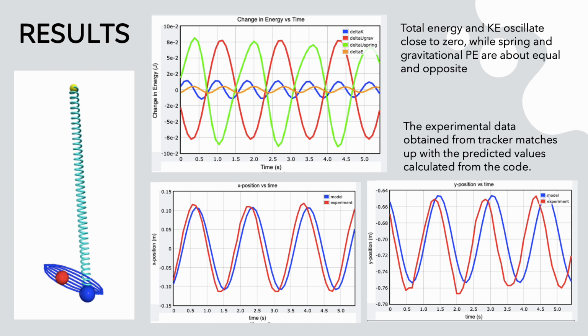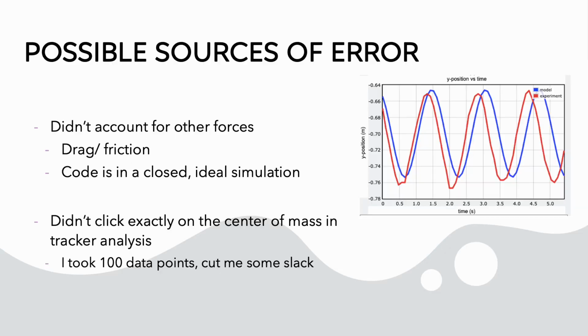Another thing to note is that you can probably notice that the curves differ more in the y direction than in the x direction, so I'm going to talk about that in the next slide. A possible reason that the y direction graph is slightly different between the predicted and the observed was that we didn't account for other forces like drag or friction, and the code models the experiment in a closed ideal simulation. Another possible source of error was that I didn't click exactly on the center of mass in the Tracker analysis.